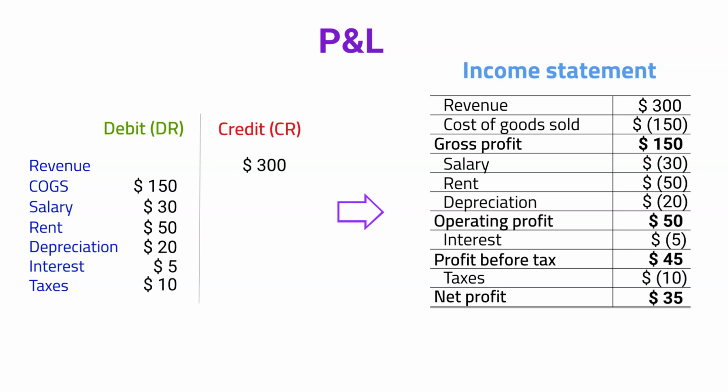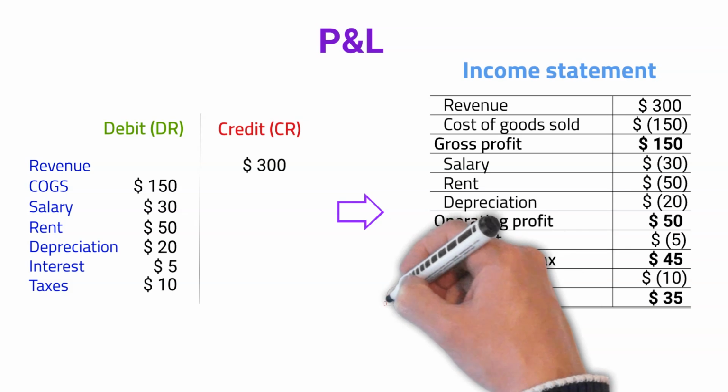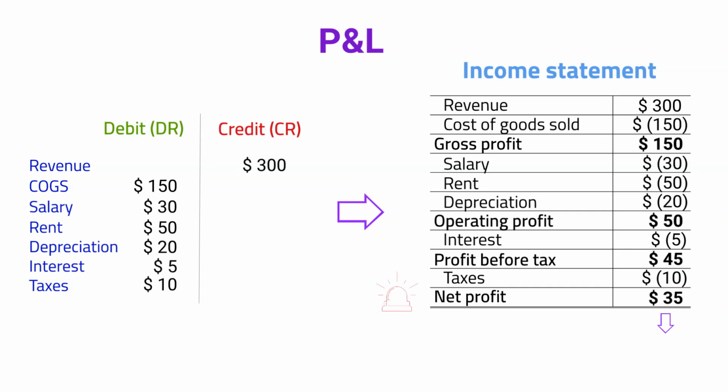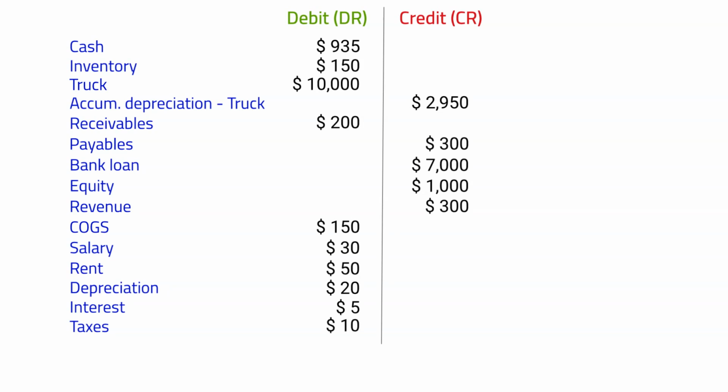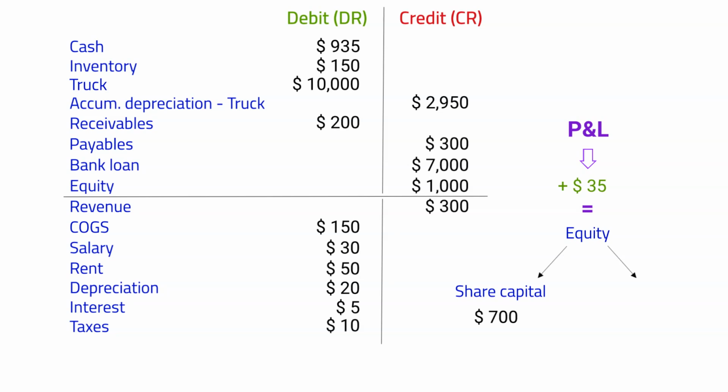Our net profit is $35 and this number will flow into equity on the balance sheet, into so-called retained earnings, the earnings we retain. Now let's move to the balance sheet. Equity at the end of the period increases by that $35 of net profit. Let's assume our opening equity was $700 and retained earnings were $300. If we didn't pay dividends, closing retained earnings become $335 and equity becomes $1,035.